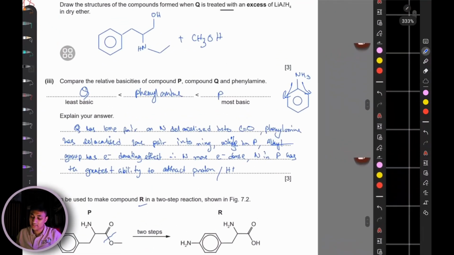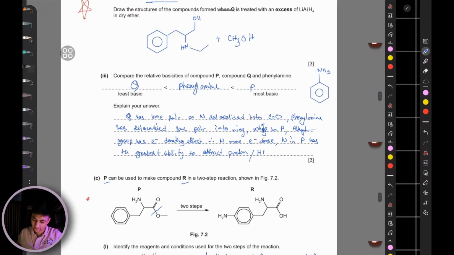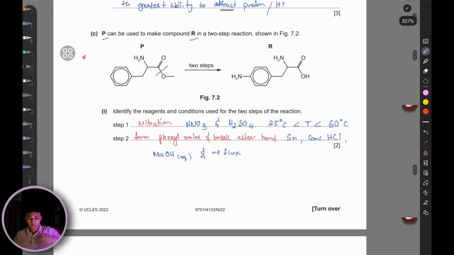It is relatively higher. I mean, the electron density is relatively higher in comparison to Q, which is why compared to Q, it is a better base, and compared to P, it is a worse base, since in case of P, the advantage is electron donating groups. So that is your part 3. Now part C is going to be, P can be used to make compound R in a two-step reaction shown in 7.2.